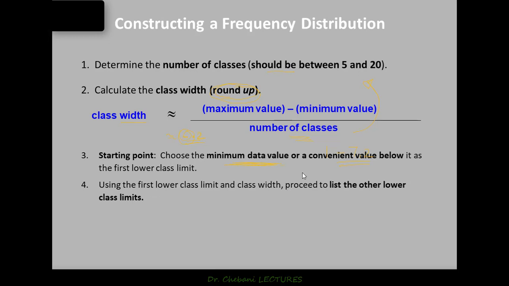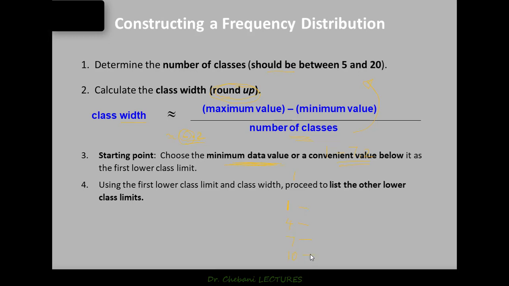Let's suppose your lowest data point was 1 and your class width was 3. By the way, we'll have an example in the next few slides. It means that in your distribution, you'd have 1. Since your class width is 3, you'd add 3 to this first lower class to get the second lower class. So your second lower class would be 4, your third would be 7, and then 10. Okay, so these would be your lower class limits.